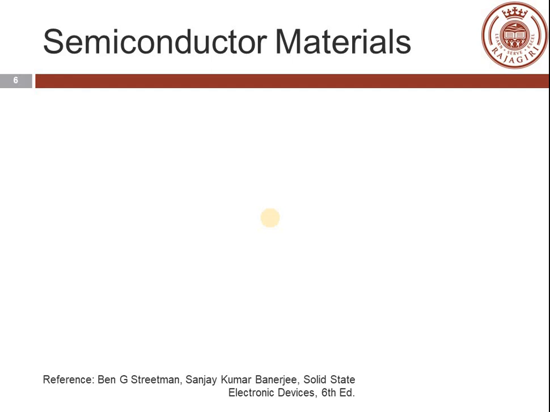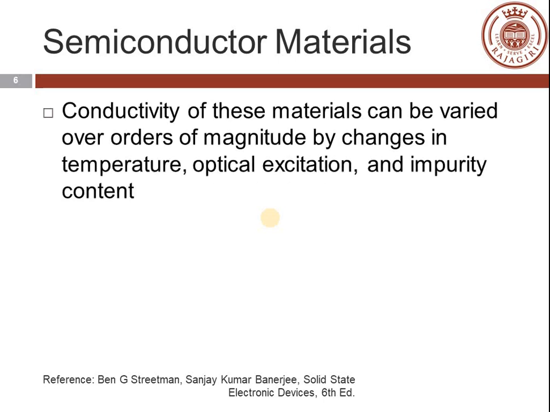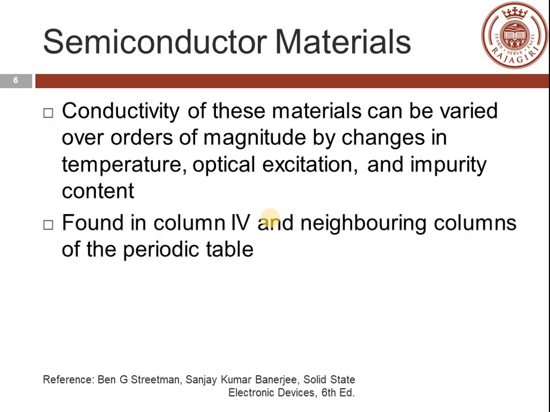The first module will see some basic concepts in semiconductor physics. First of all, we will see what is meant by semiconductor materials. Semiconductor materials are materials whose conductivity magnitude can be varied to a large extent by changing temperature, optical excitation, and impurity content. Also, these semiconductor materials are found in column 4 and neighboring columns of the periodic table.